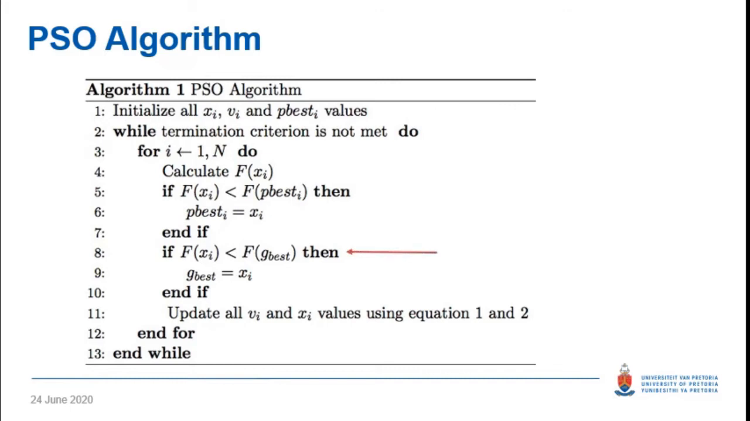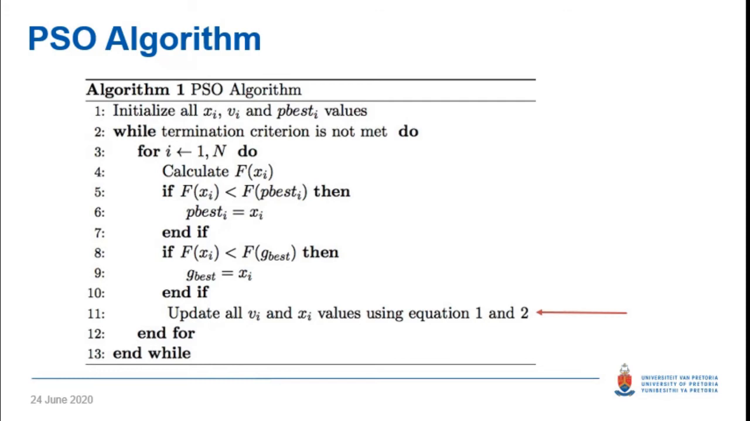We then do an update for the global position. So we also check to see if the fitness of the particle is better than the fitness for the best known position, which is gbest, then we update gbest. So in that case, gbest is equal to xi. So those are both the updates that happen. But once those updates happen, we then have to update the velocity and the position of each particle. And that is what we're going to look at next.